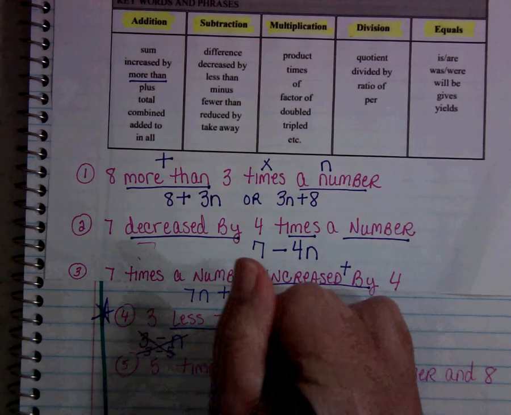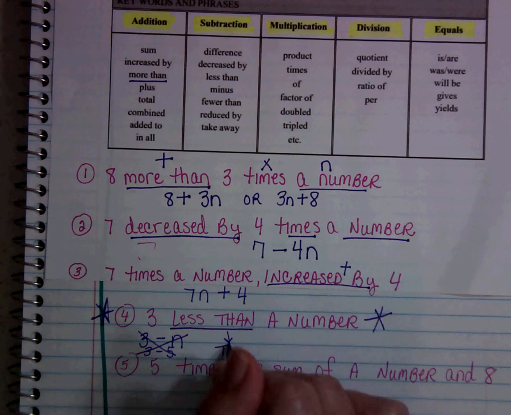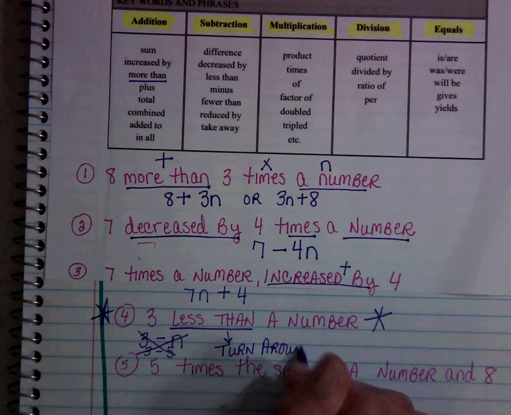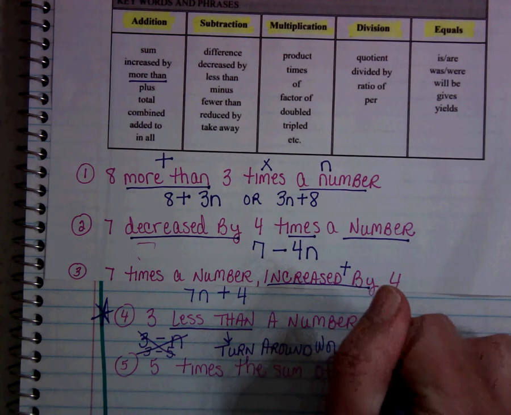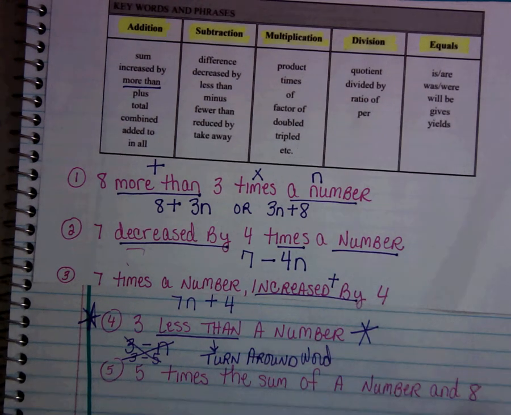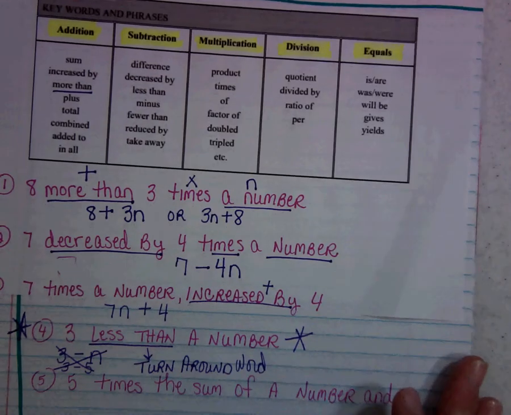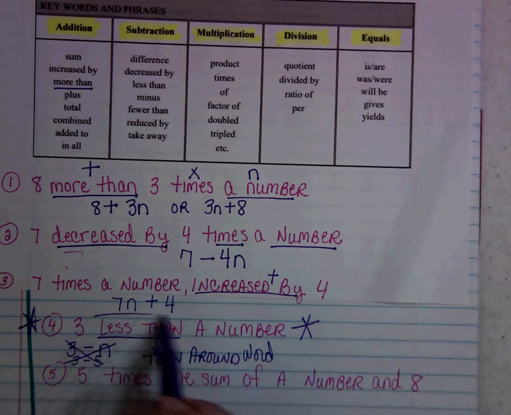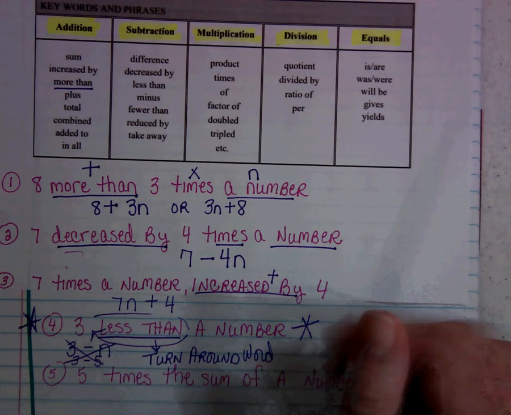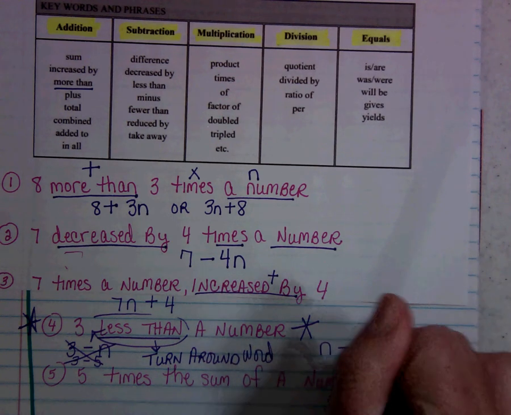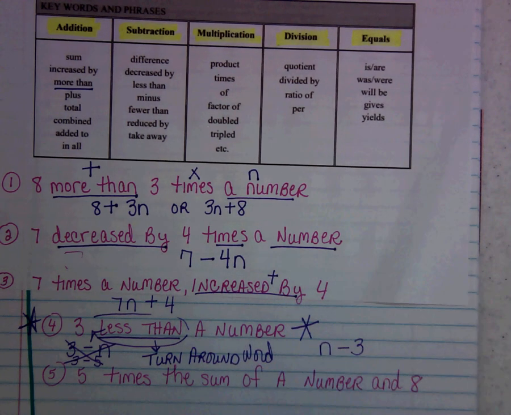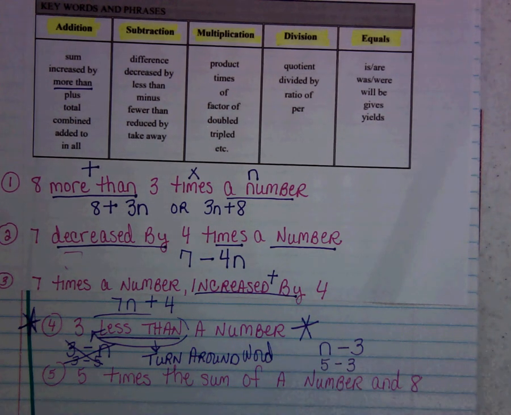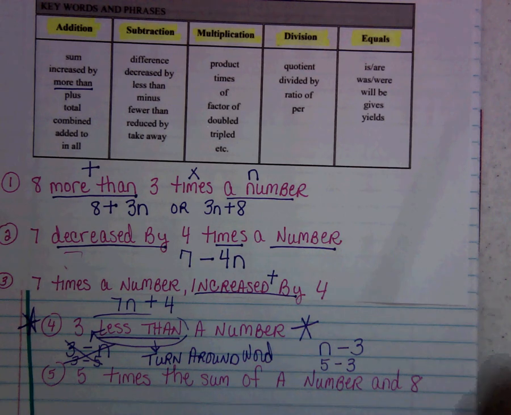Okay? Less than is what I like to call a turnaround word. And so this is one of the cases, and there's some other words that this could possibly happen with. This is one word where we can't quite write it the way it says. We have to turn it around. So this would actually be n minus 3. So if I said 3 less than 5 and 5 was the number, wouldn't that make more sense? Okay.